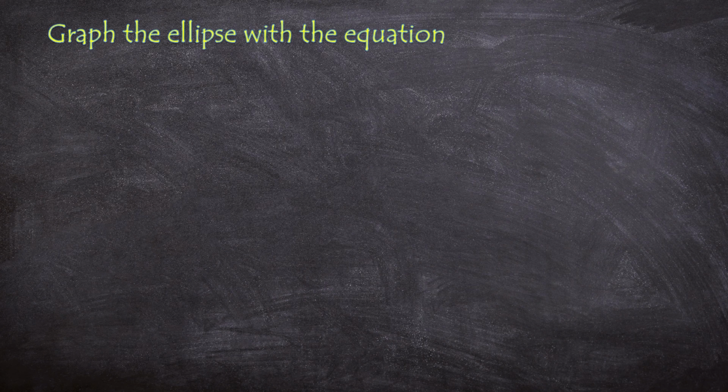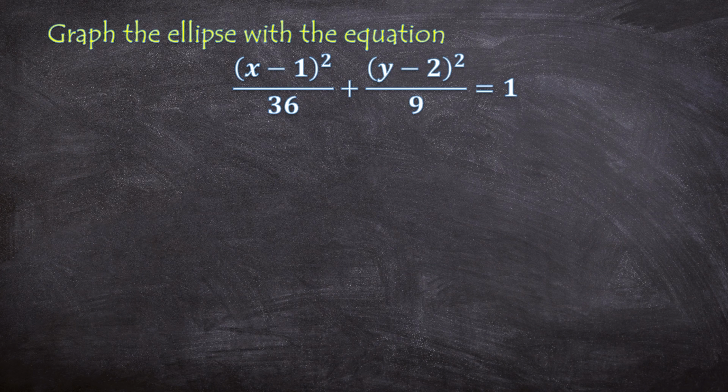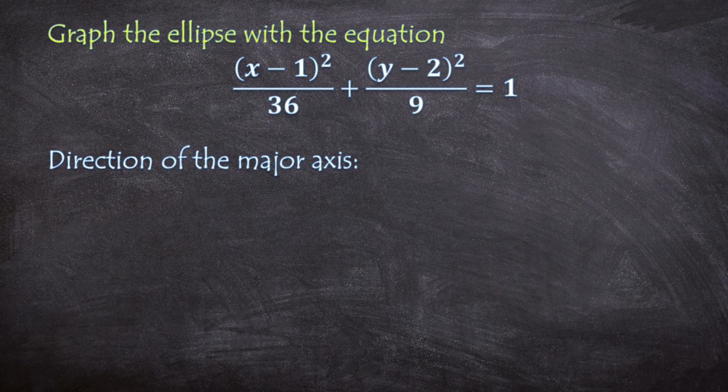So, graph the ellipse with the equation, the square of x minus 1 over 36 plus the square of y minus 2 over 9 equals 1. So, let us first get the direction of the major axis. So, tingnan natin alin dito yung mas malaki. So, since nasa ilalim ng x yung malaki, so we have a horizontal major axis.